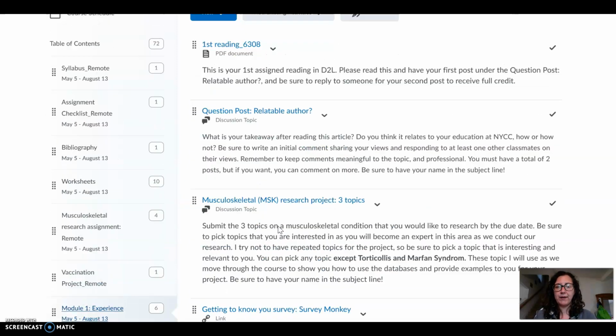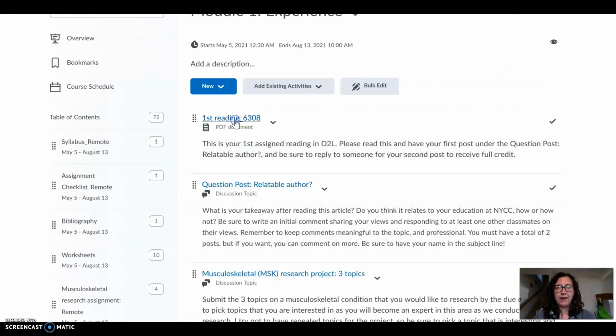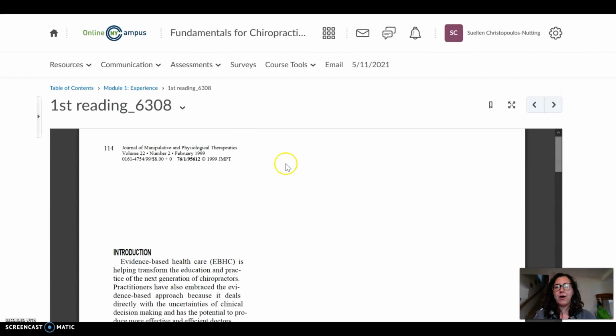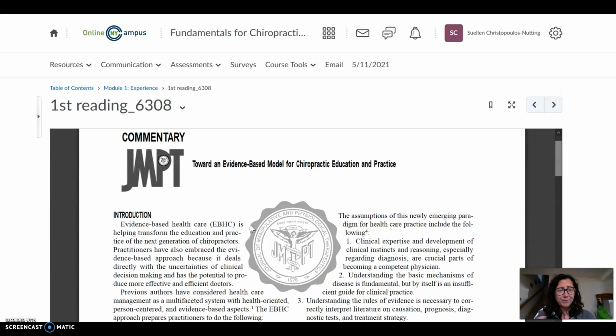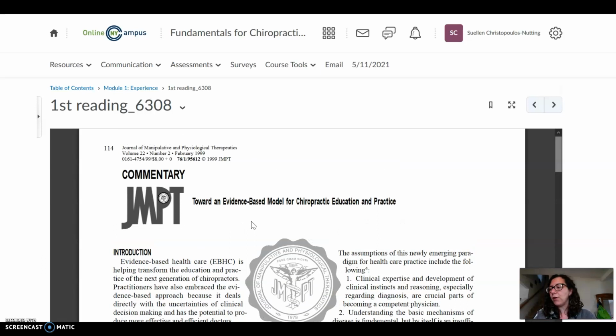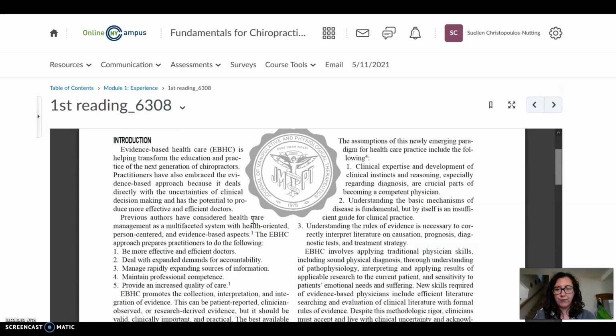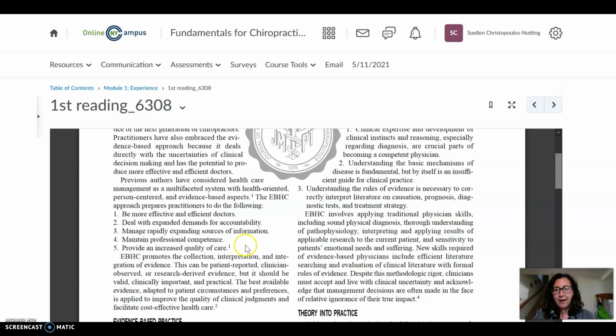So here in Module 1, you did your reading, and this is the first reading that you have to do for this class, and this article is really one of the first articles that came out that put evidence-based medicine and chiropractic together. As you can see, this is from 1999, so it is definitely one of the first ones. One of the things that I want to talk to you and focus on is right here where it talked about what the different approaches are for evidence-based medicine, and a lot of you picked up on this in your posts and your replies that you talked to people.